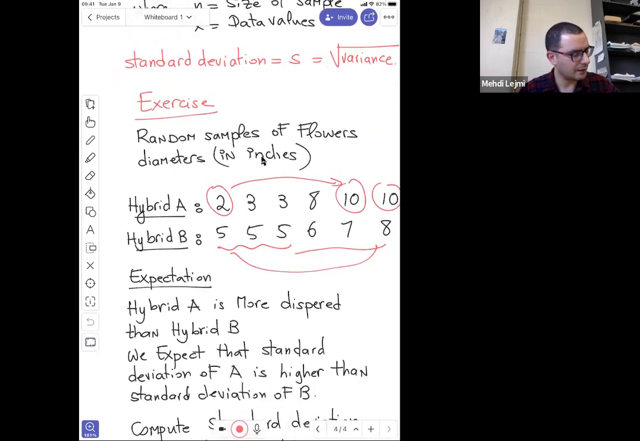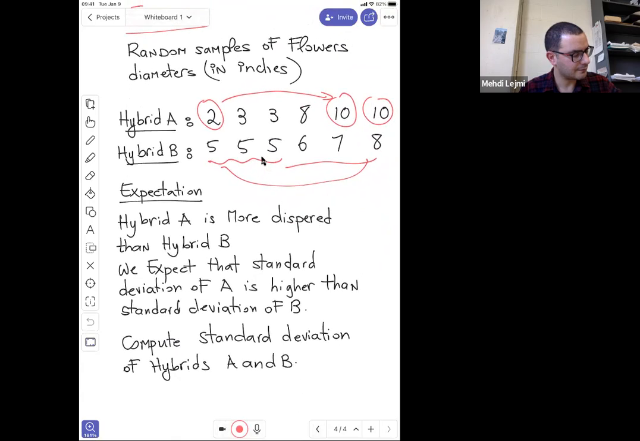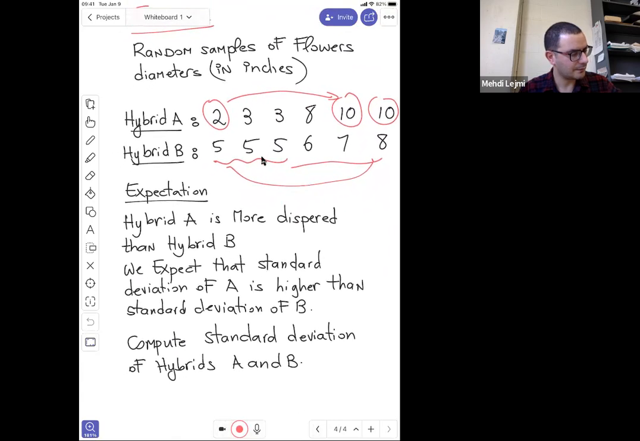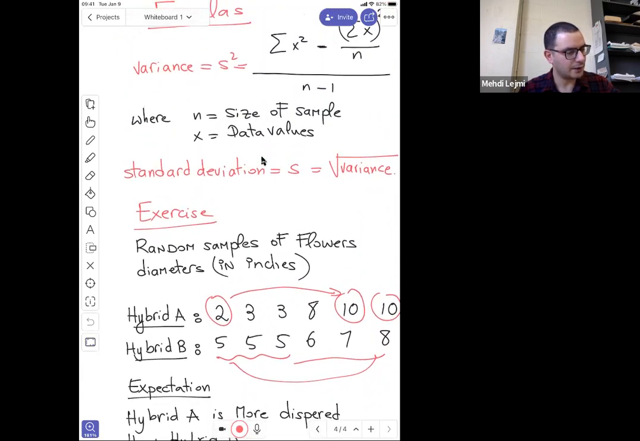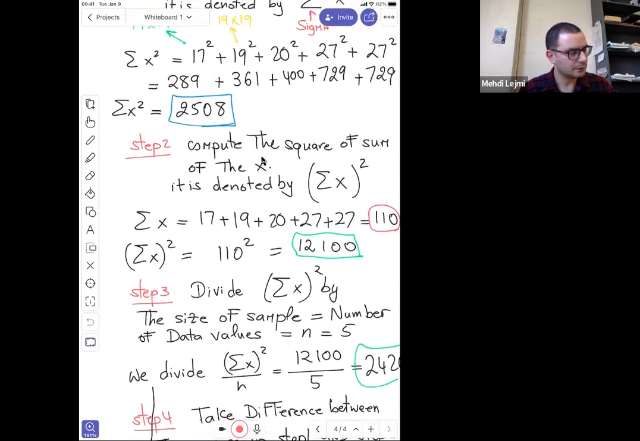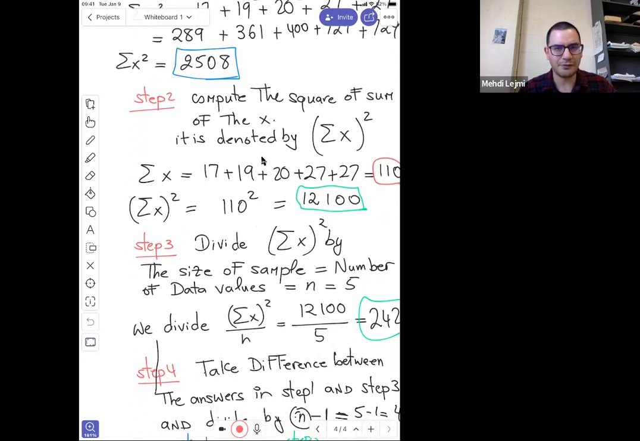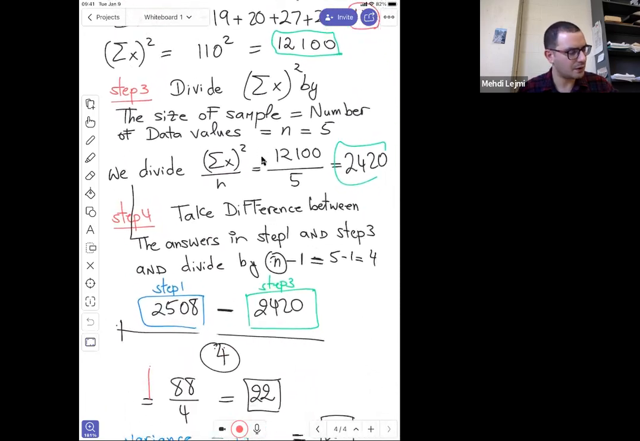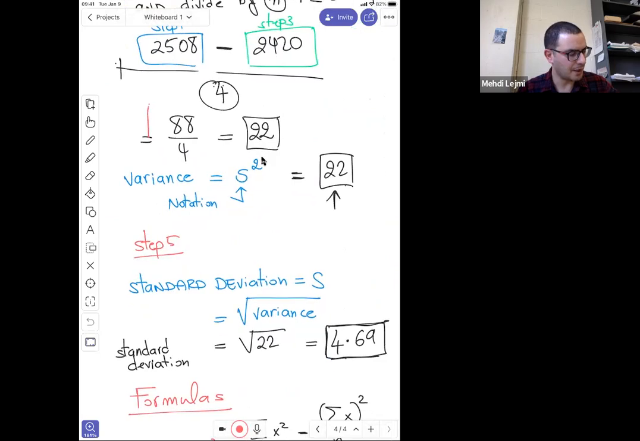The steps we have here. I don't know if you're taking notes, guys, but anyway.